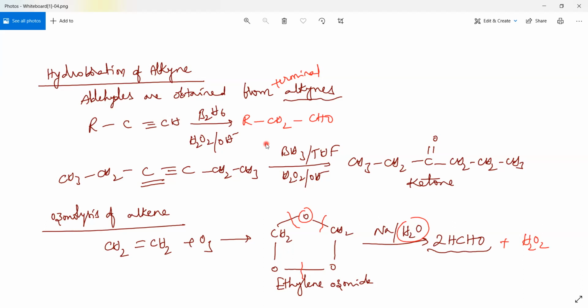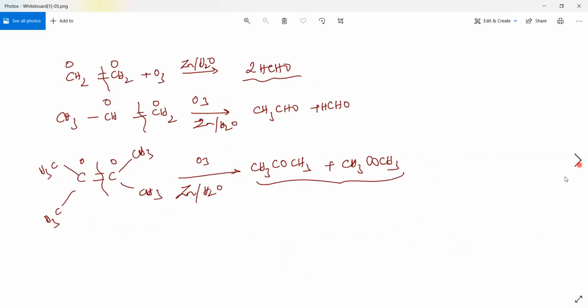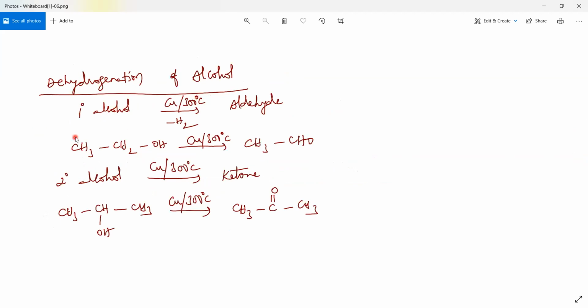Next, ozonolysis of alkene. That will also give you formaldehyde. There you can see the final product is formaldehyde. These are all examples for ozonolysis, followed by reductive hydrolysis. Then dehydrogenation of alcohols. Primary alcohols on treatment with copper give you aldehyde. Secondary alcohols on treatment with copper give you ketone.